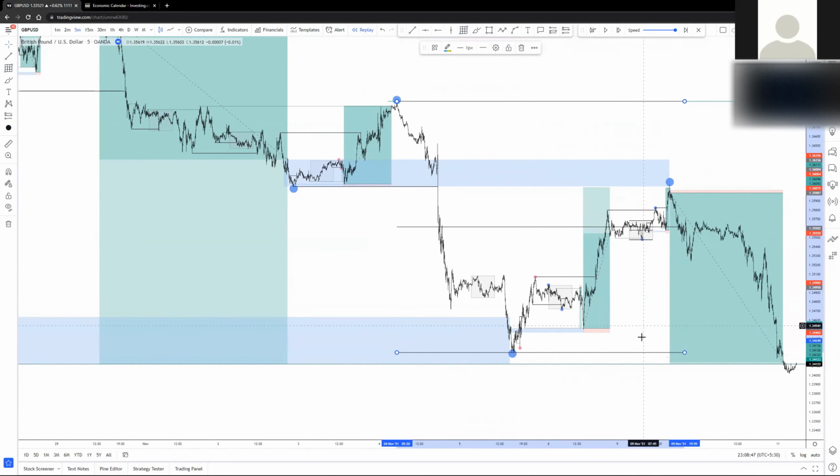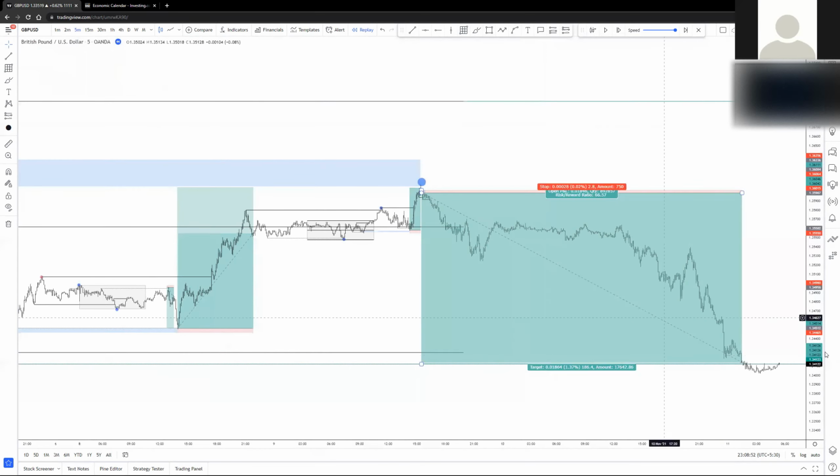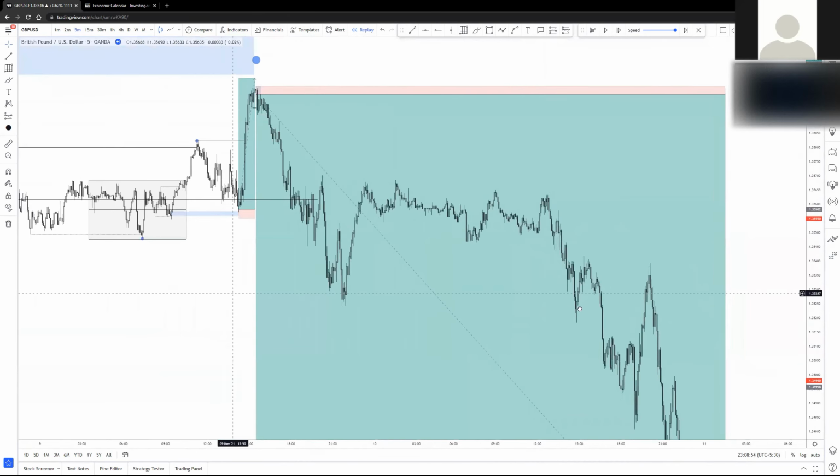That's a print. Look at that. Where did the buy come from? Right below the equilibrium. That's why I told you.